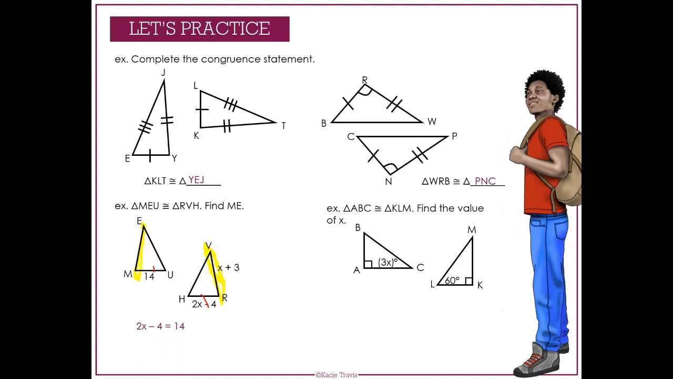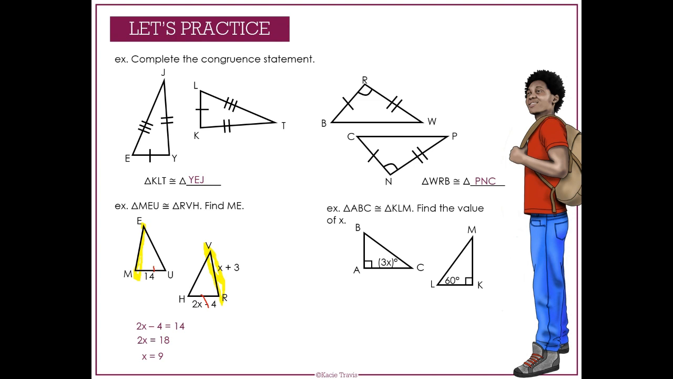These 2 sides correspond, and these 2 triangles are congruent. Therefore, these 2 sides are congruent, which means that they're going to be equal. I now set up my math. I got 2x minus 4 equals 14. I got to add the 4 to the other side, which gets me 2x equals 18. And then I divide both sides by 2, giving me x equals 9.